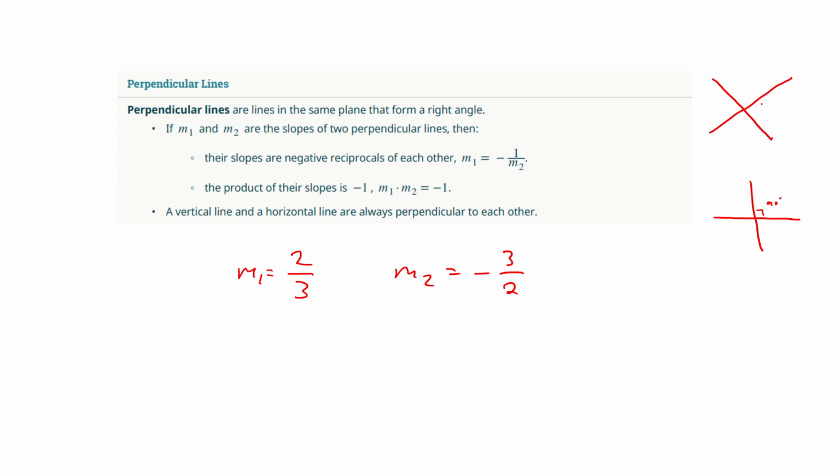It has to be going, if one was going uphill, the other one has to go downhill, or else they wouldn't be able to strike each other in that fashion. And then they're built in the exact opposite way, in the sense that the rise and run switch places.